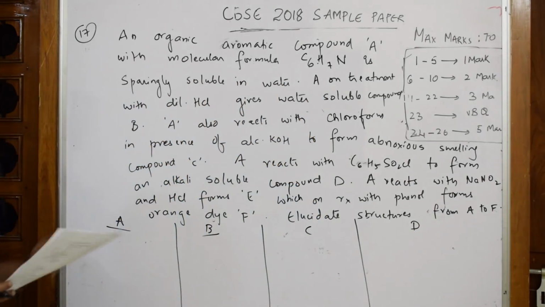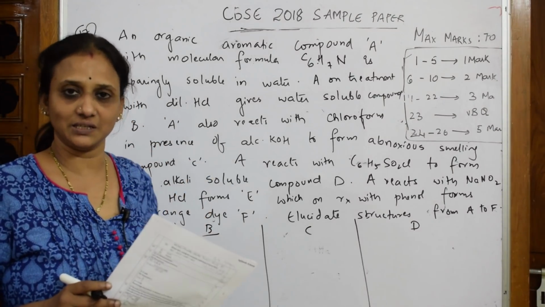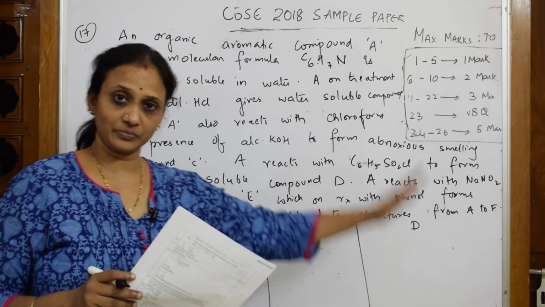Right. So the first thing, what did they give us? Let us read. No need of writing the reactions. You need to identify A, B, C, and D. You can write the reactions in your rough column. Okay, let's see.